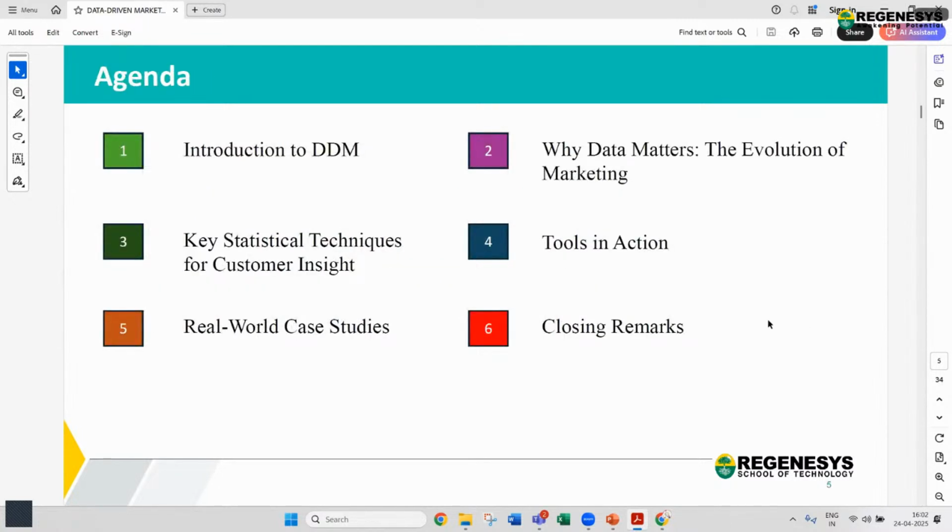So the agenda for today is introduction to data-driven marketing, why data matters, the evolution of marketing. We will be seeing a few key statistical techniques for customer insight, tools in action, and a real-world case study. Let us begin with the first one, introduction to data-driven marketing.